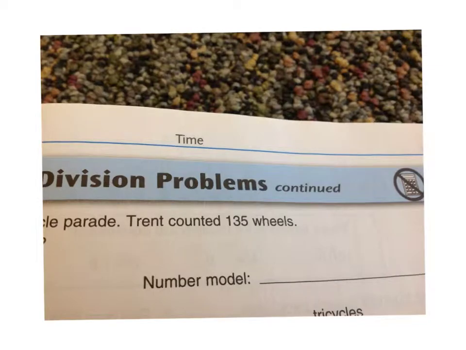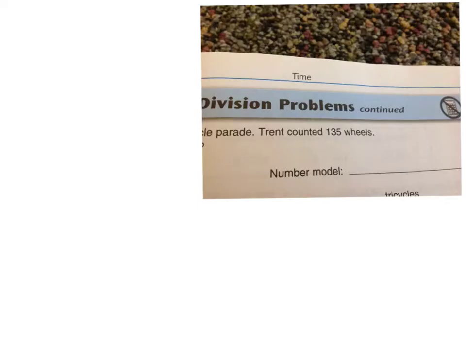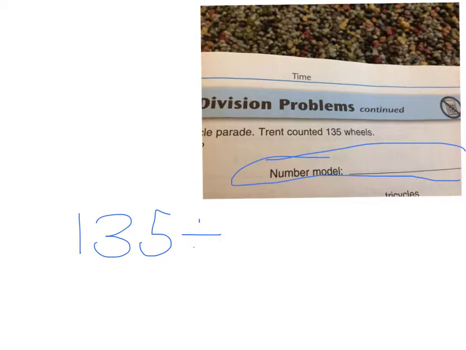Okay, we are going to use another picture to show what we are going to do next, which is a number model. Here's our picture, and I'm going to circle what we're going to do again. Okay, so I'm going to write the number model right now. It is 135, because that's how many wheels there are, divided by 3, because there are 3 wheels per tricycle. And it equals, we have to put a question mark for the number model.